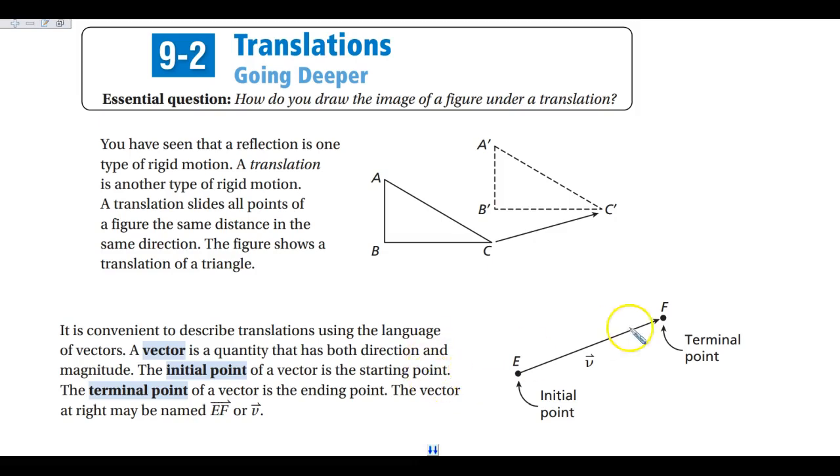So when we look at the pieces and parts of a vector, a vector has an initial point and it has a terminal point. What happens here is you'll notice that this has an arrow. Your arrow is going to point to your terminal point. So it starts in this case at E and will end at F. Now, it does look similar to a ray, but please know that it is going to be different, and notice that we are doing this from point to point.